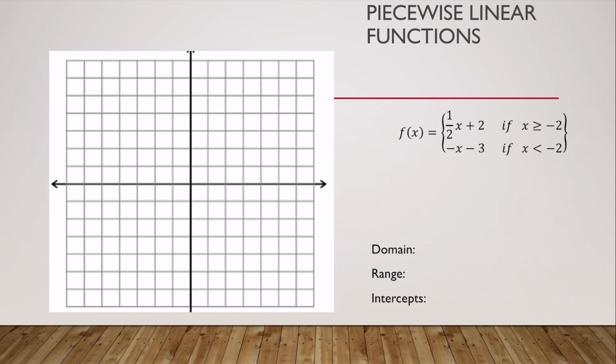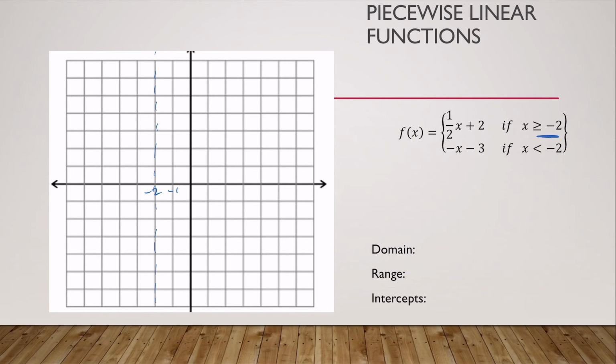So here I have a piecewise linear function. I have f of x equals 1/2 x plus 2 if x is greater than or equal to -2, and I have my function defined by -x minus 3 if x is less than or equal to -2. So what I like to do is divide up my domain. I know my domain is divided up in this case at -2. So here's -1, -2. I just draw a nice little dashed line so I can see what's going on.